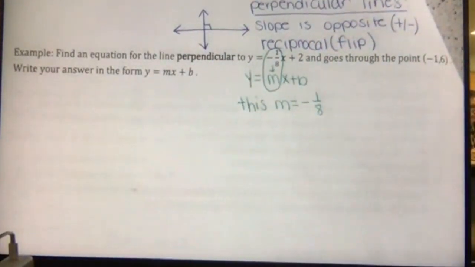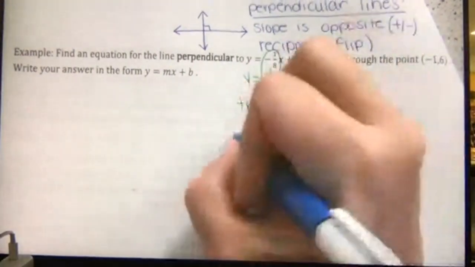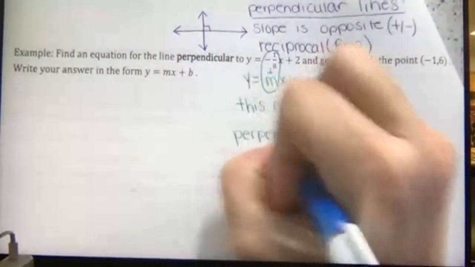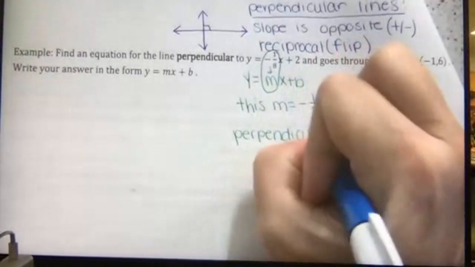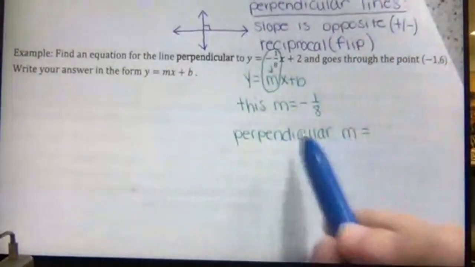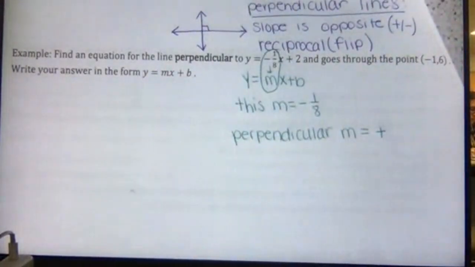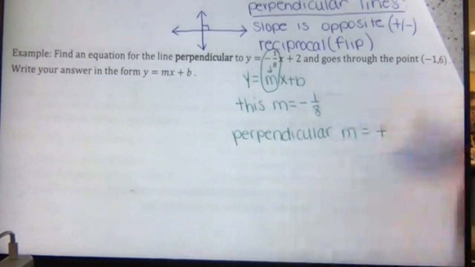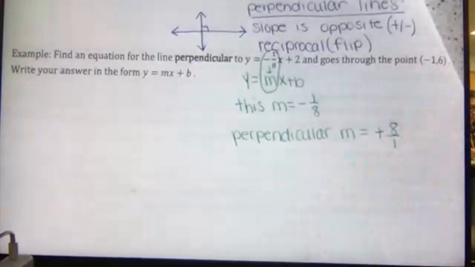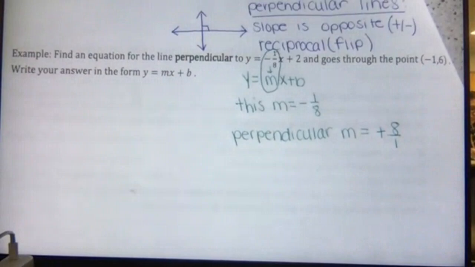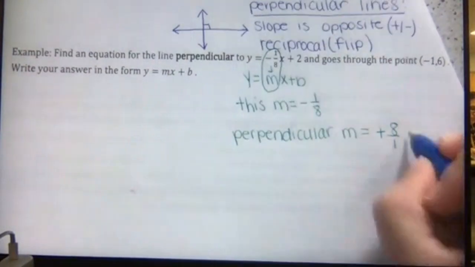But I don't want that slope. I want to use that slope to find the perpendicular slope. So the perpendicular slope: this one's negative, so our new one's going to be positive. And we're going to flip the fraction. So instead of 1 over 8, we're now going to have 8 over 1. So positive 8 over 1, which is just 8.